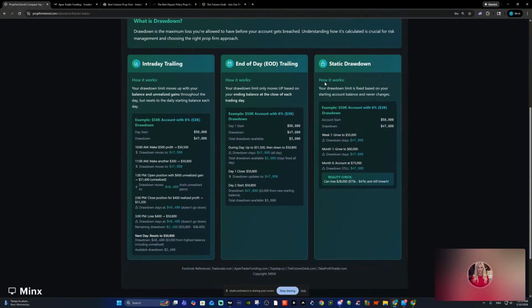Which is surprising to me because I actually had a poll out, and 70% of traders picked end of day trailing, which is interesting considering that they don't understand what static drawdown is. I can't blame them because there's only very, very few firms that do it, and that's the futures desk. It allows you to get up to $6,000 trailing of static, and also it becomes static in funded accounts once you are over your threshold amount.